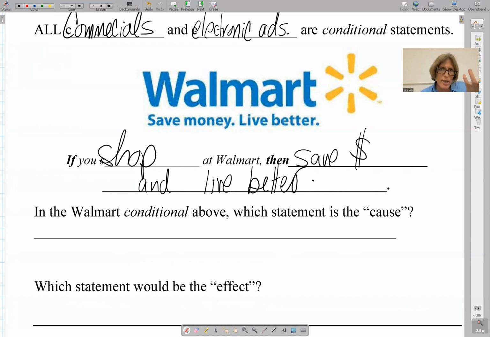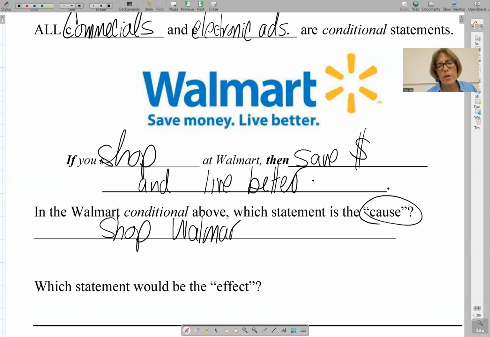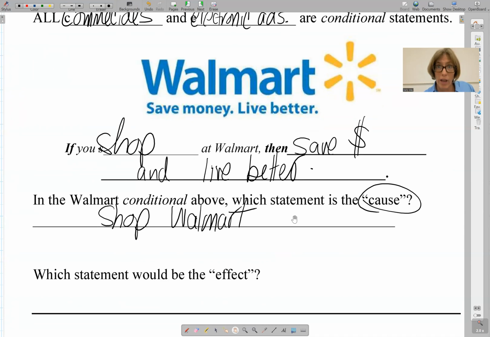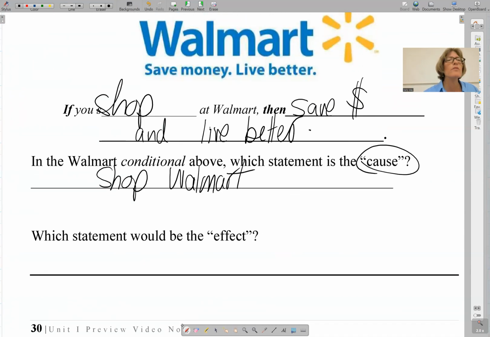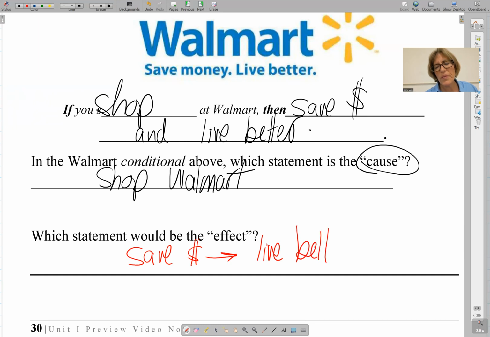What's the cause? The cause is you shop Walmart. And the effect, according to this ad of shopping Walmart, is save money, therefore you live better. So cause, effect, that is a conditional statement. Sometimes you will see the phrase if and then, other times it's indirectly implied.